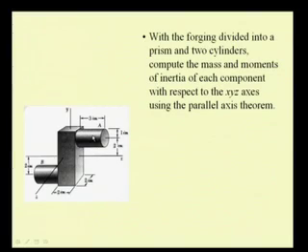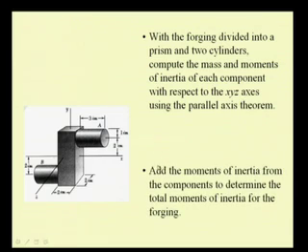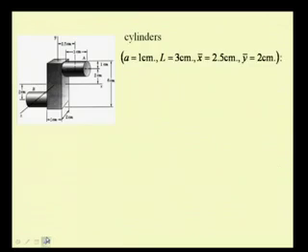That means we may be knowing the second moment of the mass with respect to a centroidal axis of a cylinder. So, we have to now find the second moment of this cylinder with respect to this axis x, y, z, for which we may use the parallel axis theorem. Then we will add all these moments to determine the total moment of inertia of the forging. So, let us take first the cylinders.